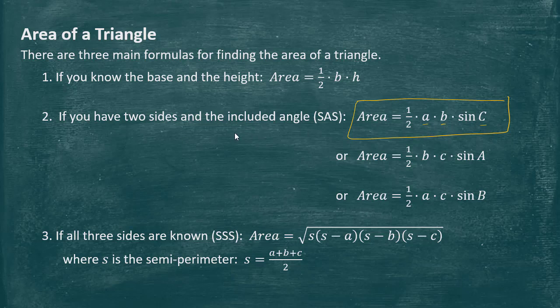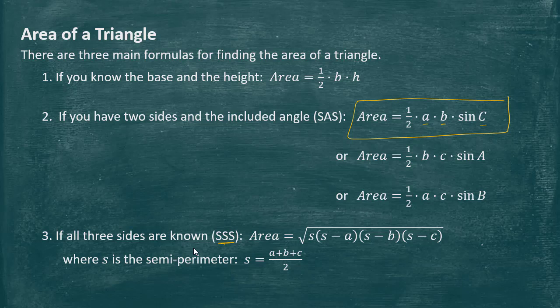Good rule of thumb for knowing whether to use that is if I have 3 different letters, 2 of which are lowercase, that means I do have 2 sides and it must be the angle in between. And then there's the last situation of what if I have all 3 sides provided. So this is one that we haven't technically solved yet. That'll be a law of cosines type problem.